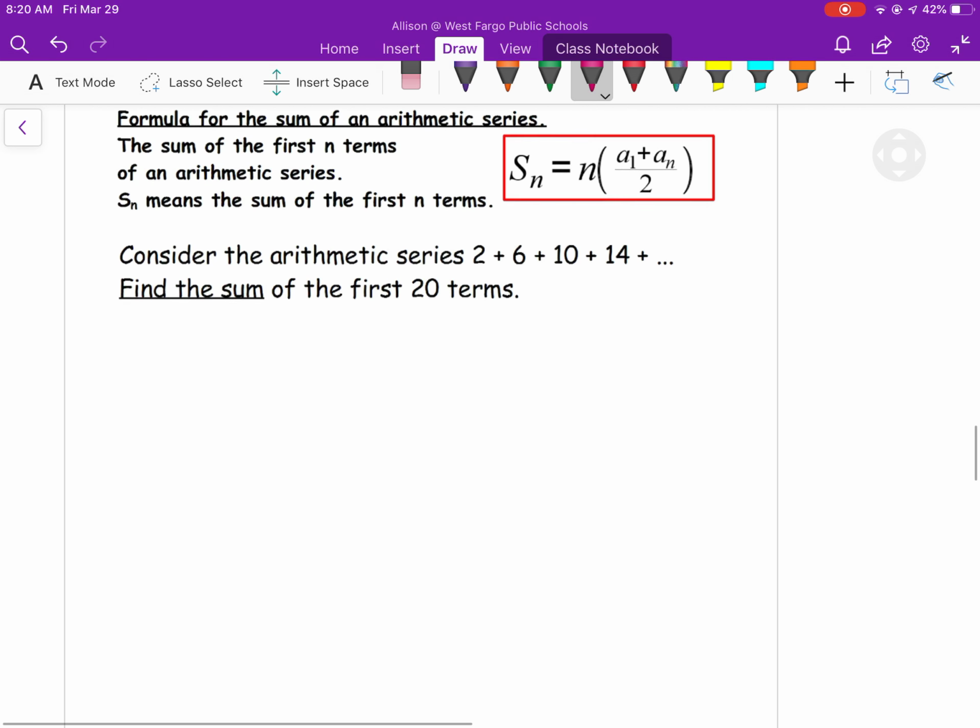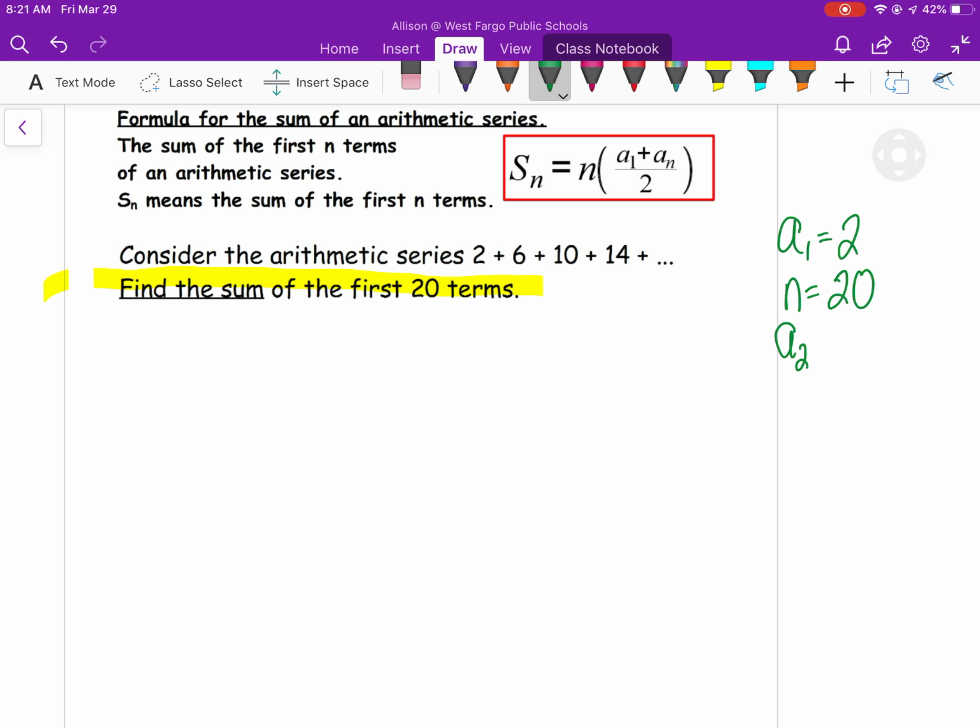Okay, so here's the series, arithmetic series, 2, 6, 10, 14. So a couple things. We want to find the sum of the first 20 terms. So right off the bat, we know that a sub 1 will be 2. We know that we're looking for the sum of the first 20 terms, so we know that n is 20. We know that we'll need to find a sub 20, the 20th term, for a sub n. And that means we'll need to find the formula, a sub n, dn plus a sub 0.